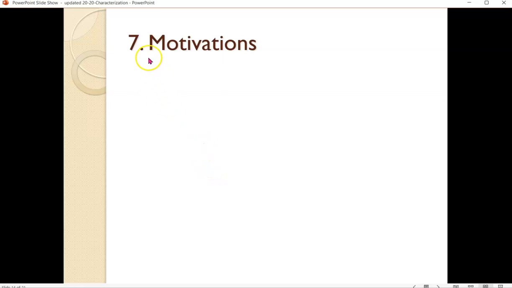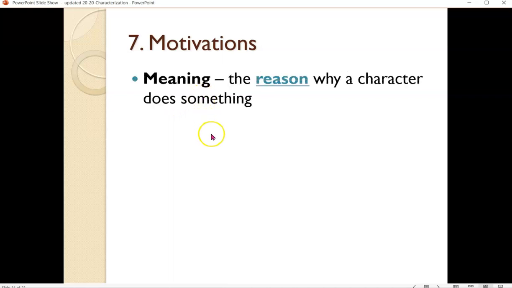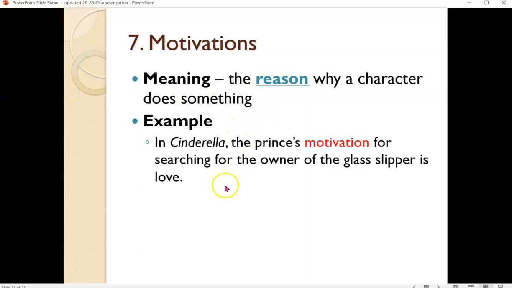Number 7, we need to think of characterization to remember motivation. What is motivating this main character, or any of the characters, to do what they're doing? So it's the reason why a character does something. An example would be in Cinderella, the prince's motivation for searching for the owner of the glass slipper is love. Okay? So there's a reason why every character does something within the story that they are telling.